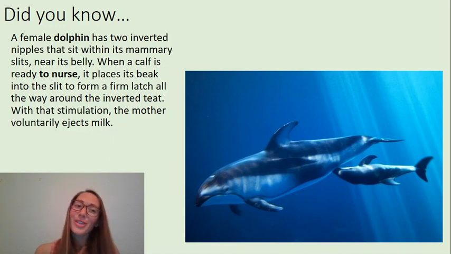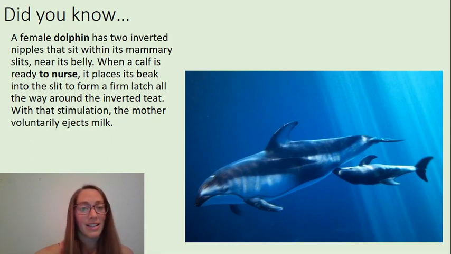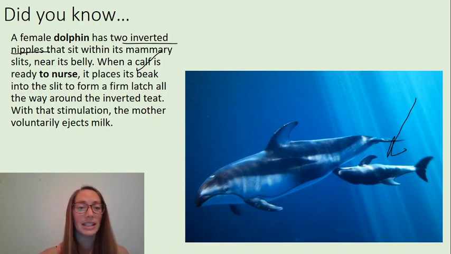Okay, little interesting fact for you. So did you know that female dolphins, and also whales, are mammals, and so they feed their live young through mammary glands, so with milk. And when a female dolphin is feeding her calf, she basically has two inverted nipples that sit within the mammary slits. And so when the calf is ready to nurse, like this one here, it places its beak into the slit and around the inverted nipple, and basically the mother will eject milk into its beak. So quite interesting. So yeah, do have a read up, because there's loads of really cool stuff with embryology and looking at similarities between embryology in all kinds of mammals.